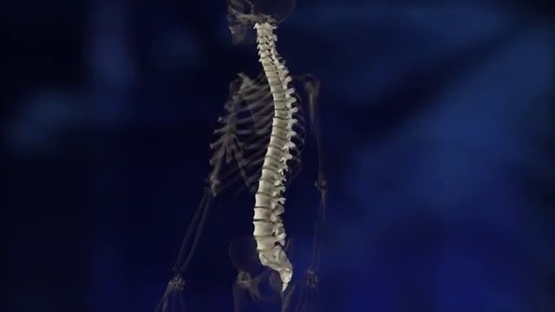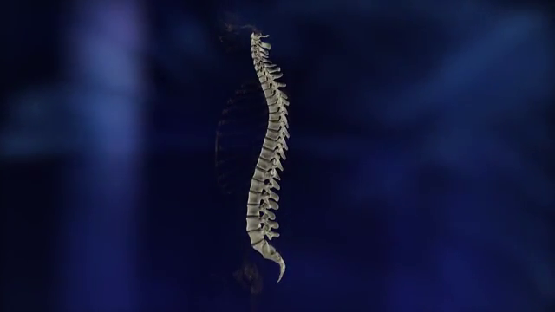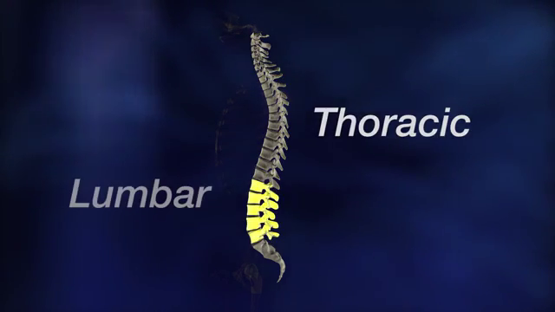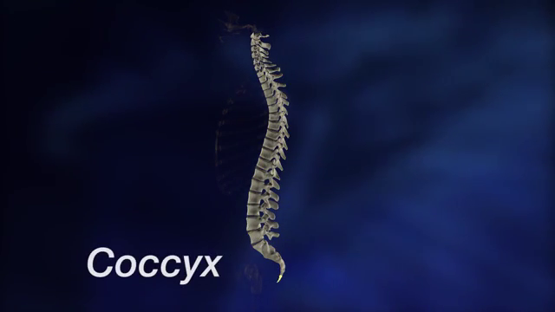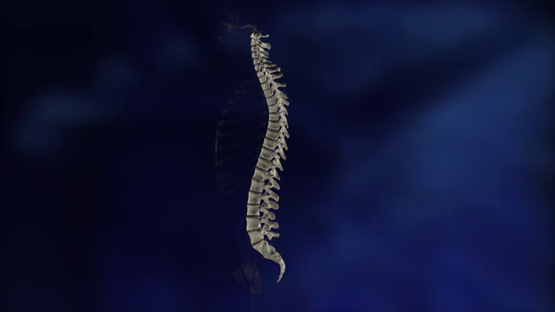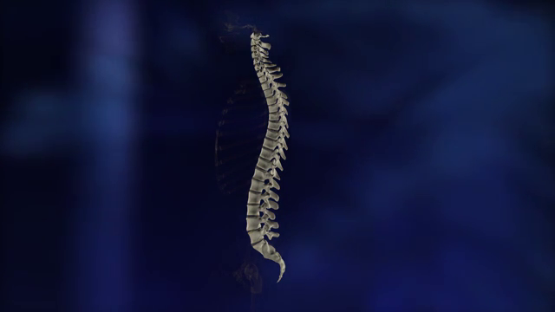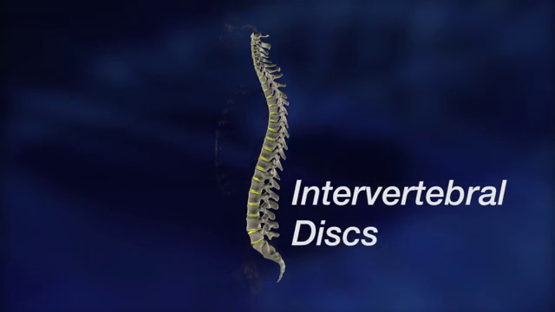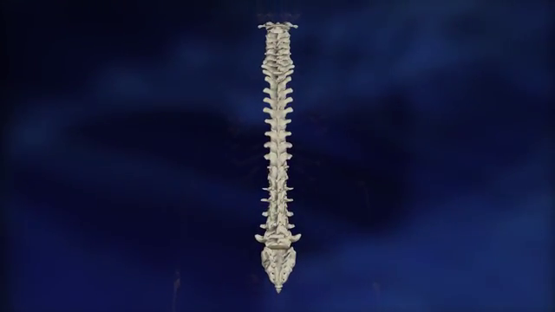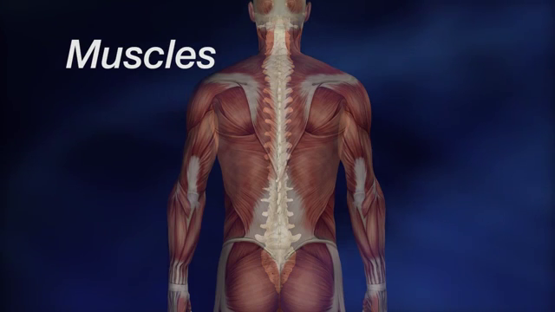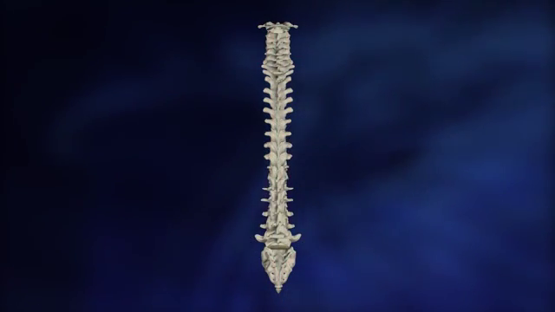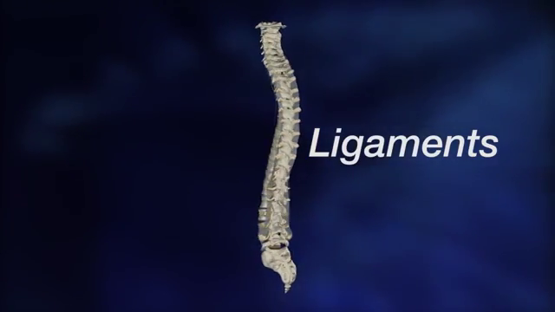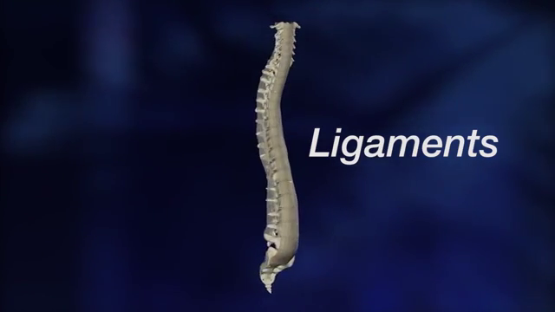The spine is divided into 5 curved sections: cervical, thoracic, lumbar, sacral, and coccyx. Each section is composed of bones called vertebrae, which are separated by intervertebral discs. Muscles are attached to the spine to provide strength. Ligaments are on all sides to provide additional support.